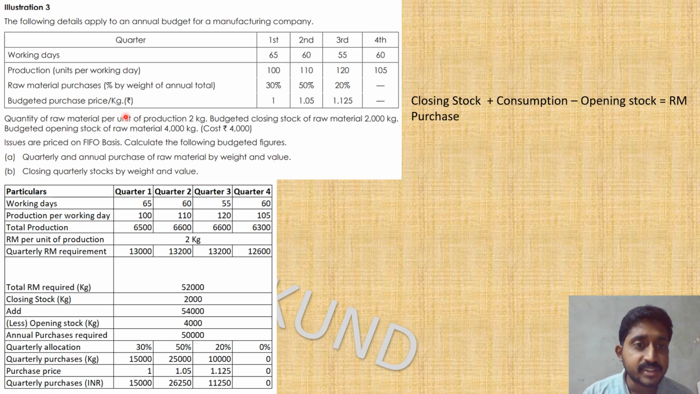Next is the budgeted purchase price. So how will the purchase price fluctuate? The raw material purchase per kg is 1 rupee in the first quarter, 1.05 rupees in the second quarter, and 1.125 rupees in the third quarter. Our management and the purchase department are forecasting that the prices of the raw material will go up. That's why they are making the bulk order.